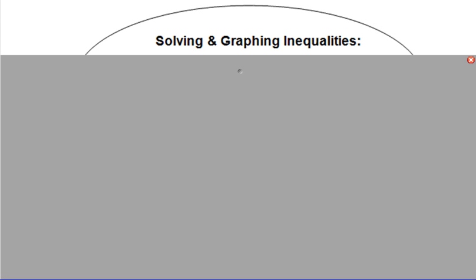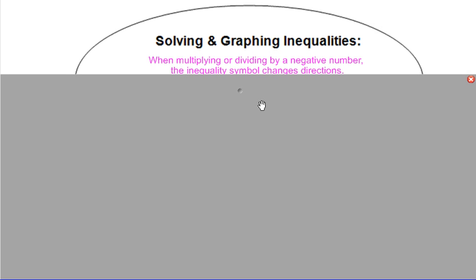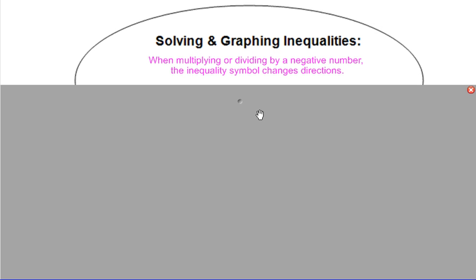On your guided notes, we're going to write down a few facts for you to remember about solving and graphing inequalities. The first thing is when you are trying to solve an inequality, just like with solving an equation, you want to get your variable by itself. Something that's important to remember is that when you are multiplying or dividing by a negative number, the inequality symbol that you have in your problem is going to change directions.